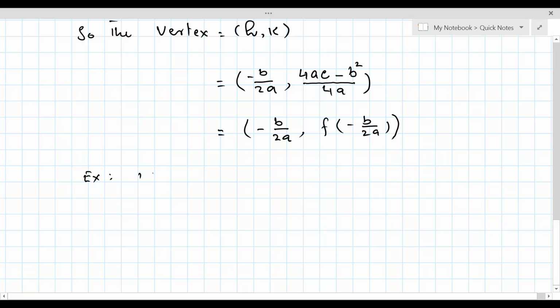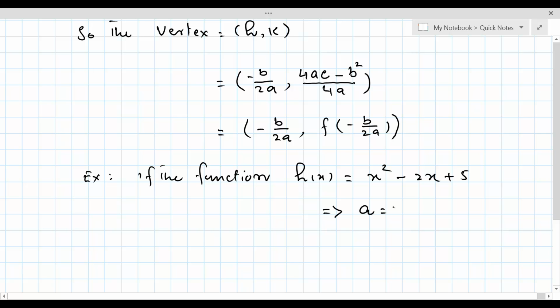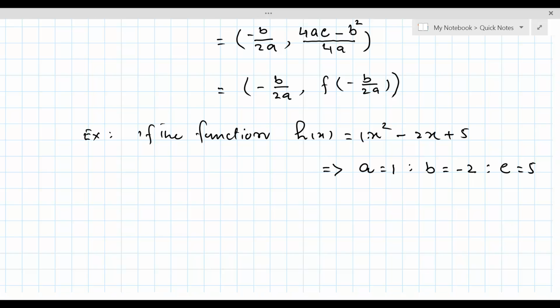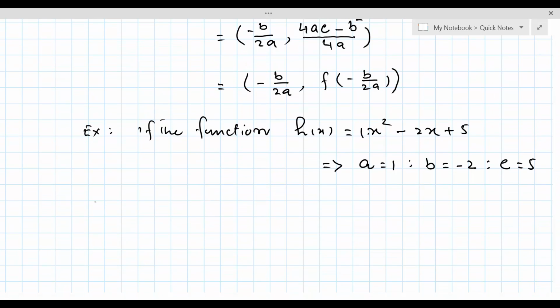If the function h of x is equal to x squared minus 2x plus 5, then a would be equal to 1 because the coefficient of x squared is always a. b is equal to minus 2 and c is equal to 5. So we will do both ways. So option 1.